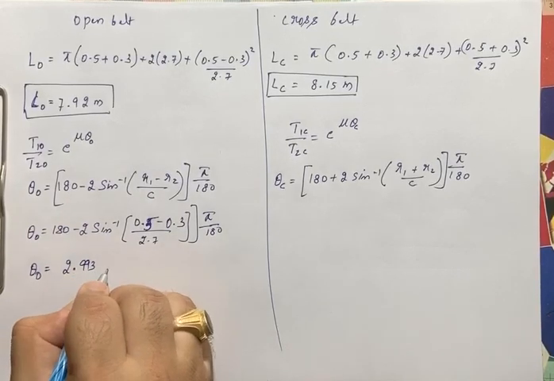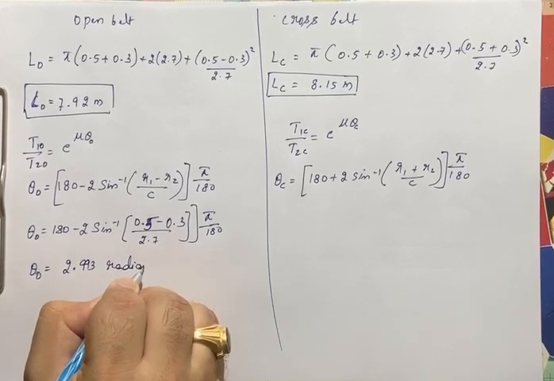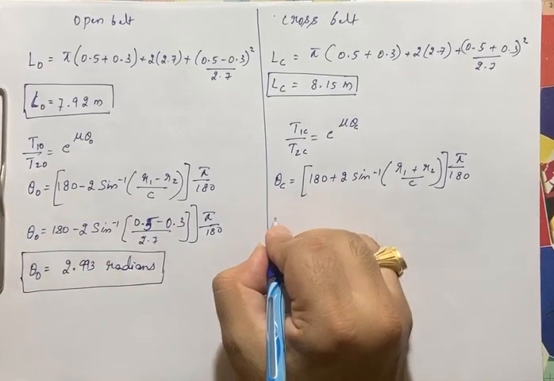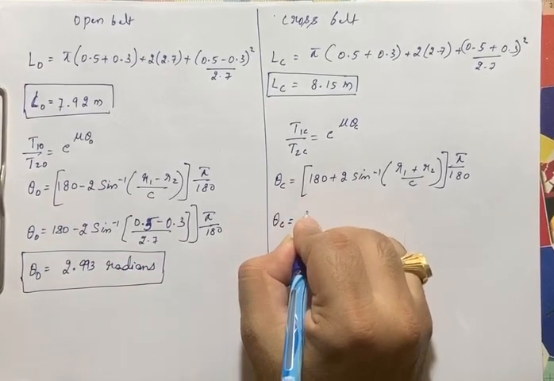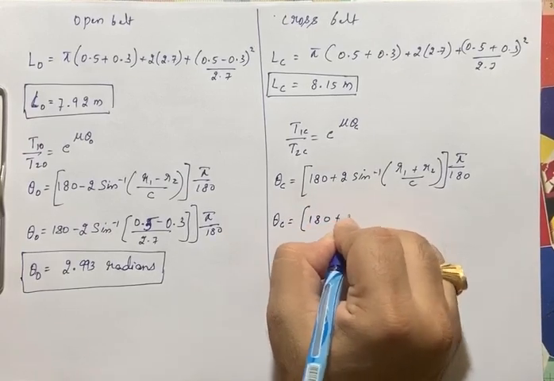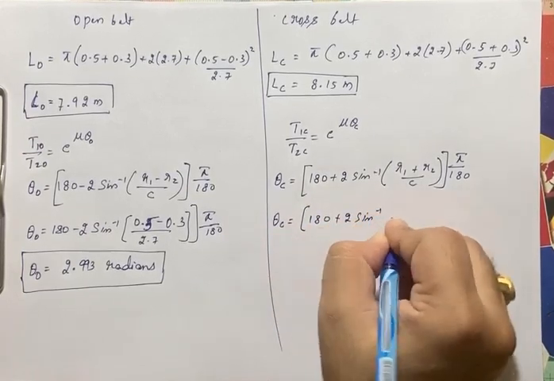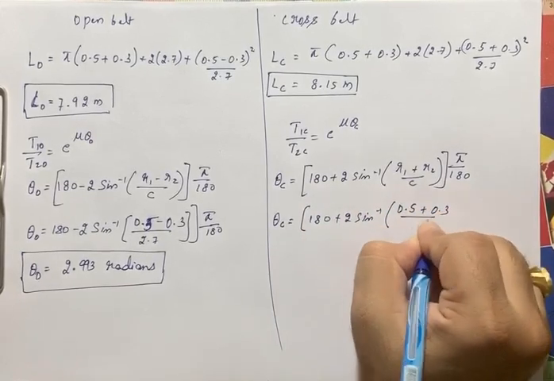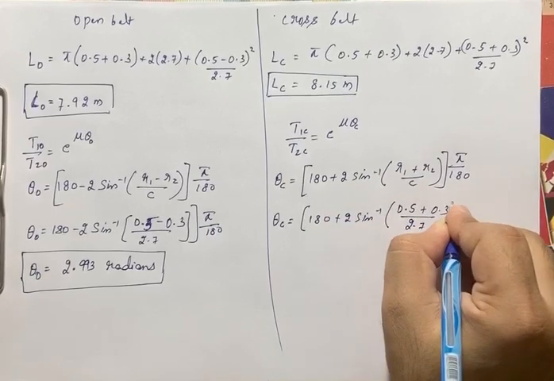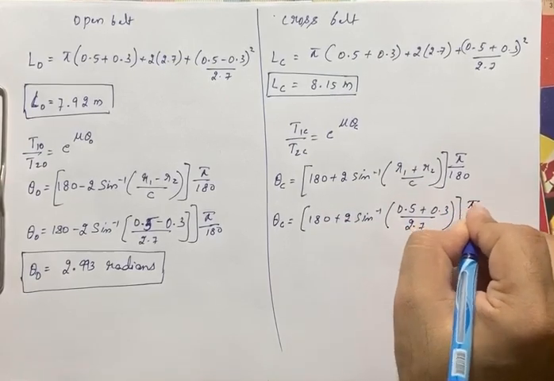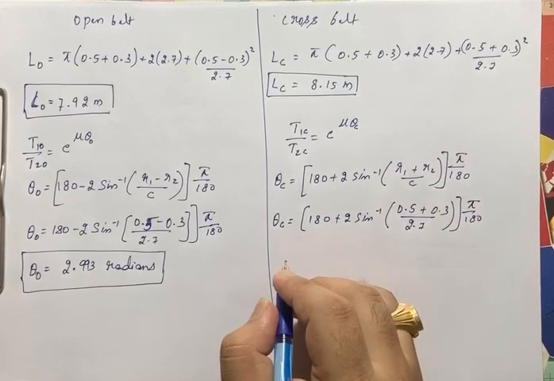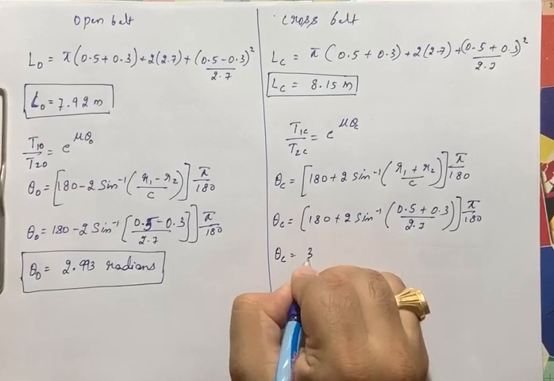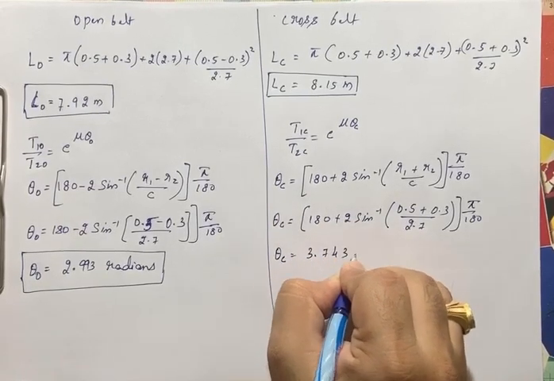Calculate this, get theta O as 2.993 radians. Right. Next, similarly substitute in this, theta C is equal to 180 plus 2 sine inverse of R1 here is 0.5 plus 0.3 divided by 2.7 into pi by 180 here. Right. Now we will get theta C as 3.743 radians.